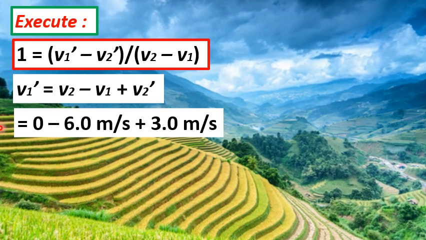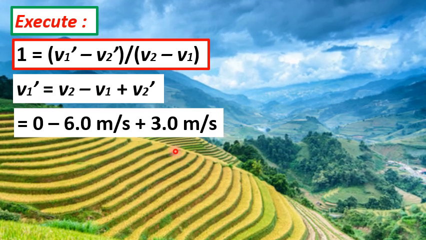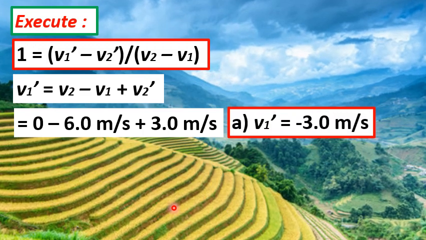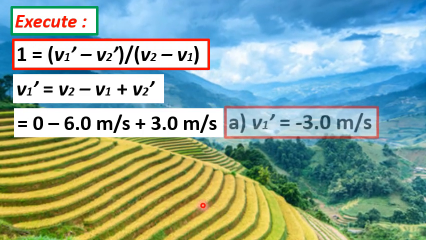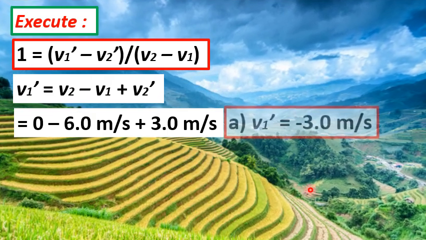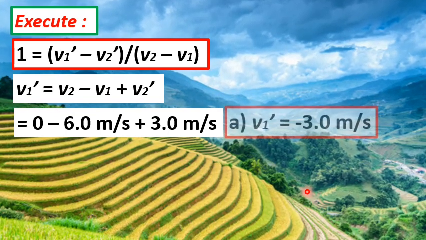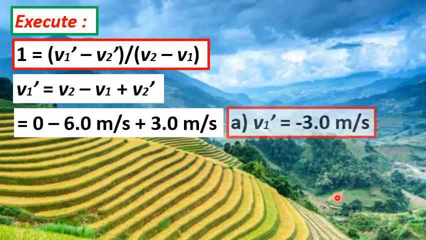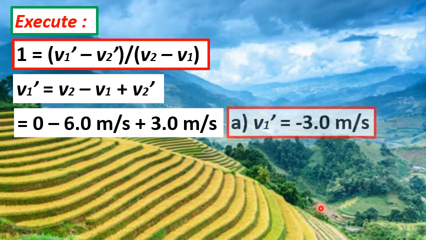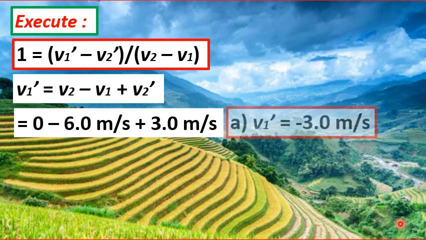we have v sub 1 prime equal to 0 minus 6.0 meters per second plus 3.0 meters per second. Or that is v sub 1 prime equal to negative 3.0 meters per second. So this is the velocity of object A just after the collision. In short, object A moves with a speed of 3.0 meters per second and it is moving to the left.